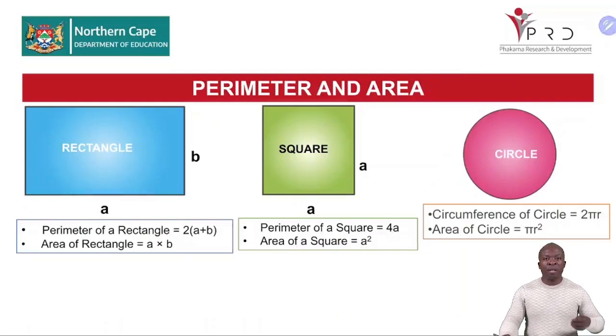Whenever we talk of area and perimeter, we are looking at these three shapes. We have the first one, which is what? A rectangle. The next one is a square, and then the next one is a circle.